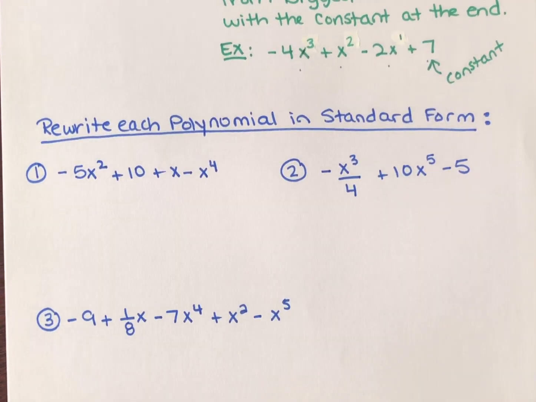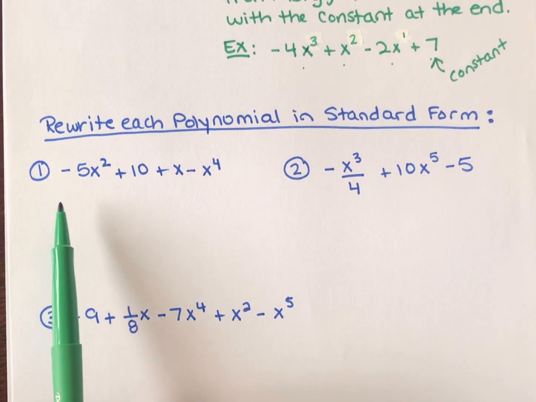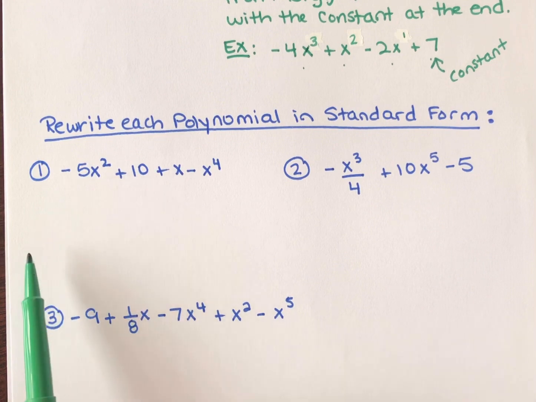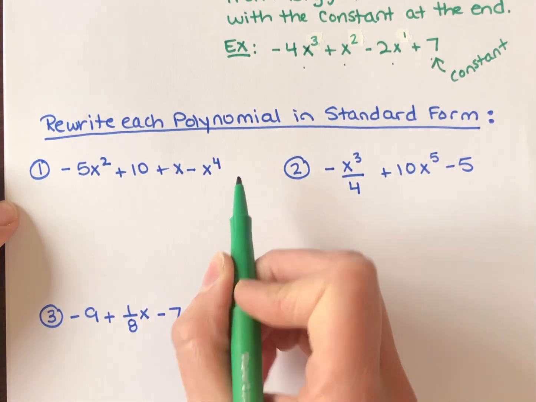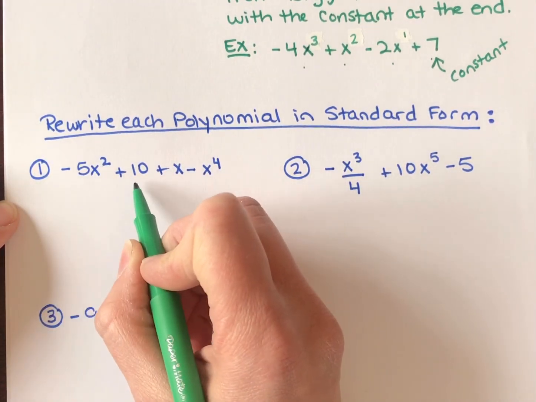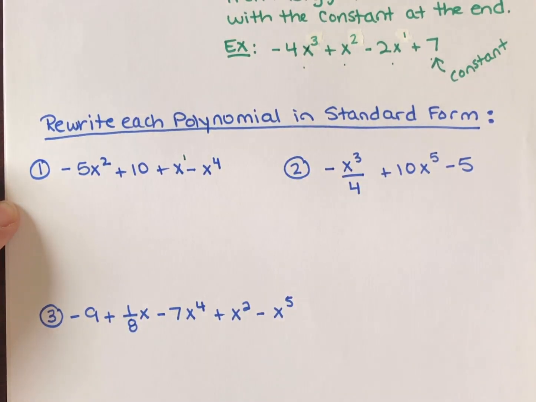So in these examples, all I want to do is take these polynomials and rewrite them so that they're in standard form. So I just want to make sure I order these terms with the biggest exponent first, go in decreasing order, and put the constant at the end. So my first example is negative 5x to the second plus 10 plus x minus x to the fourth. So if I look at my exponents here, I have an x to the second, 10, so that's the constant, plus x, remember that's really x to the first, and I have a minus x to the fourth.